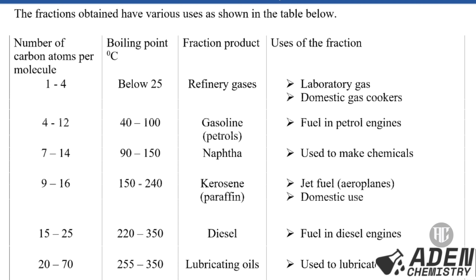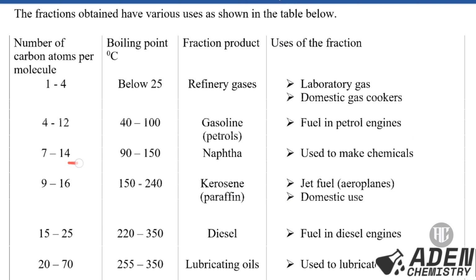Next we have a number of carbon atoms of 4 to 12. They are distilled off as the second fraction at a boiling point between 40 to 100 degrees Celsius, and it's called gasoline. That's the fraction product, gasoline, or you can say petrol. So what is the use of petrol? It is used as fuel in petrol engines.